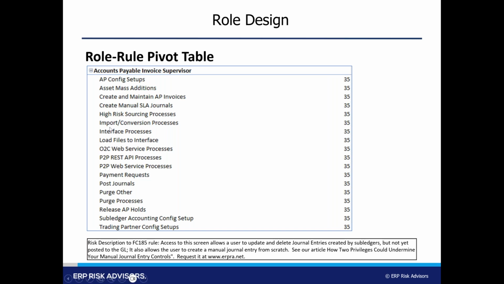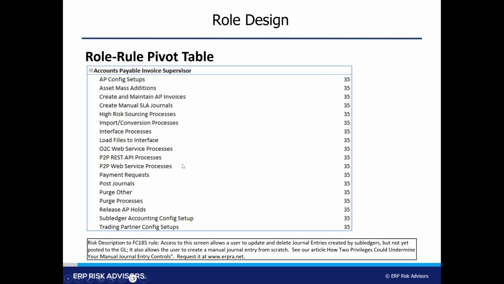We may have a sensitive access rule for import conversion processes. Those are going to be things like FBDI abilities, conversion of data processes, interface processes, load file interfaces, and then some things will just pop out here. Why does an AP supervisor have some web service abilities or REST APIs? Is that really necessary for the user interface to work, or should we remove those from that role?